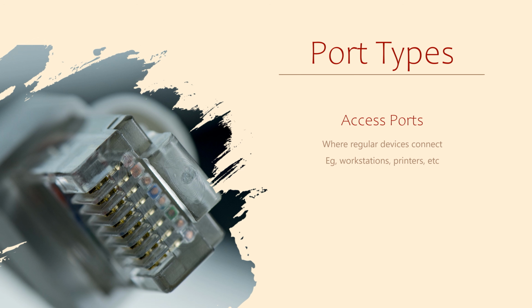We need to add interfaces to VLANs, and when we do, we have two options. We can configure access ports or trunk ports. Access ports are the interfaces that regular devices connect to. That includes workstations, printers, phones, and other devices like that. Trunk ports are most commonly used when we're connecting one switch to another switch. However, there are other cases where we might connect servers to trunk ports too.